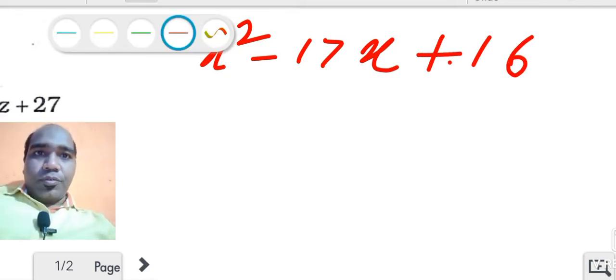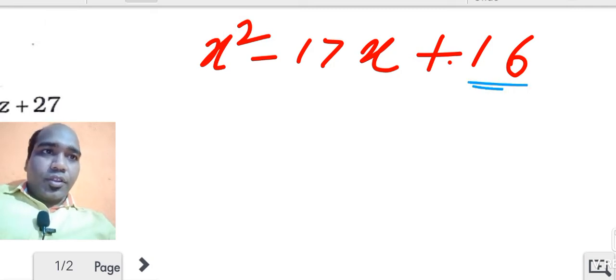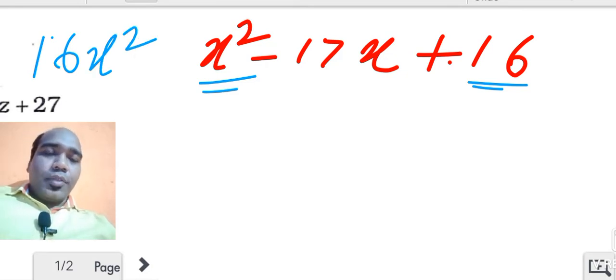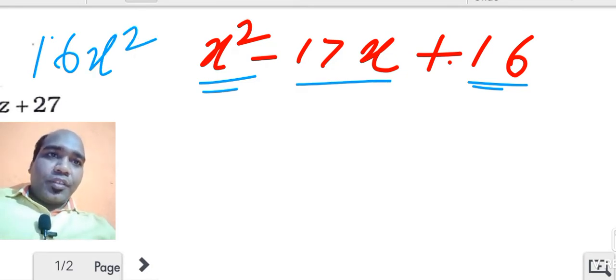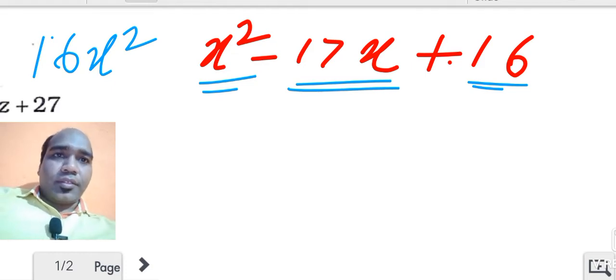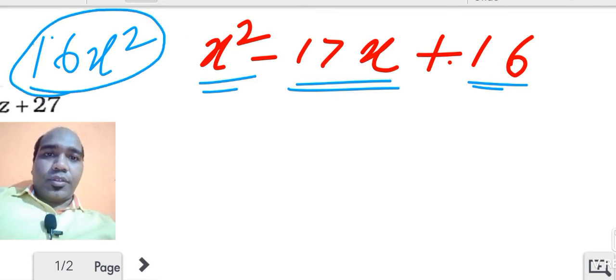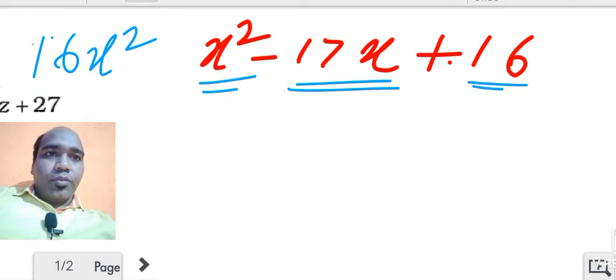Now what we have to do? We have to multiply this 16 and x square. How much we'll get? We'll get 16x square. Now we have to split this minus 17x in such a way that after multiplying, we get this 16x square. Got it? So in what way can we split this minus 17x?